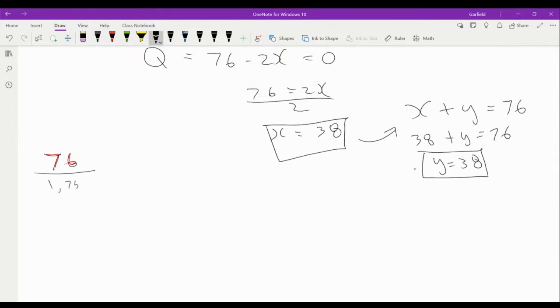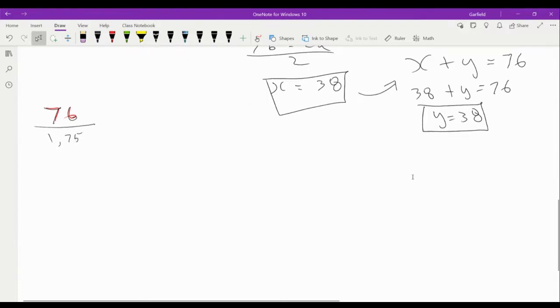1 and 75. Do we agree with that? When we add those, do we get 76? All right, not too difficult. How about 2 and 74? 3 and 73. 4 and 72. It goes on forever, right? We have a lot of numbers that when we add will give us 76.